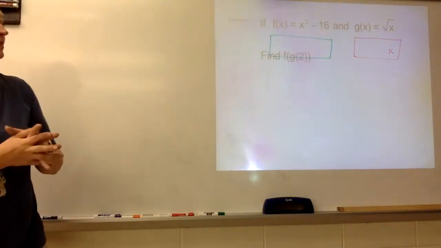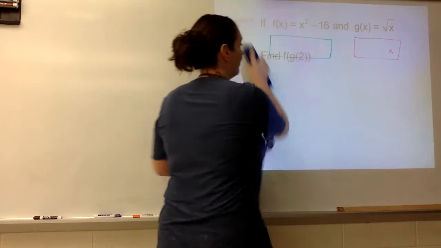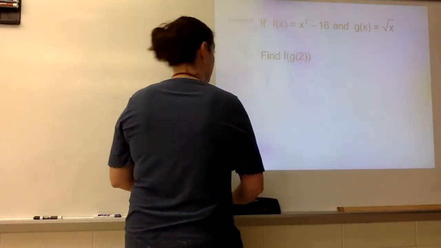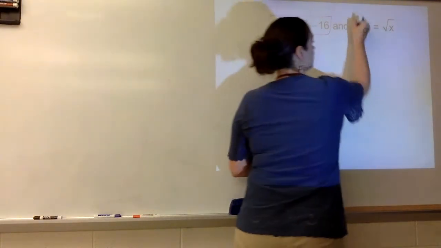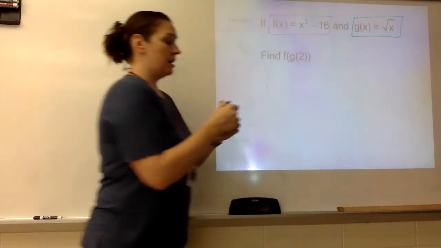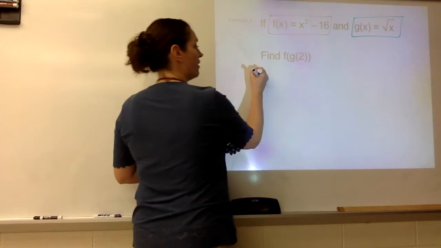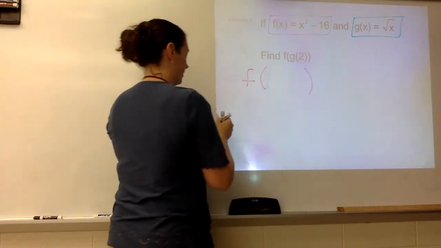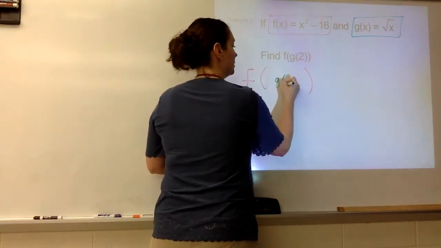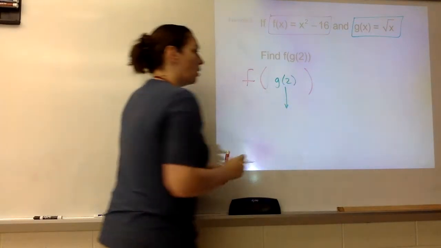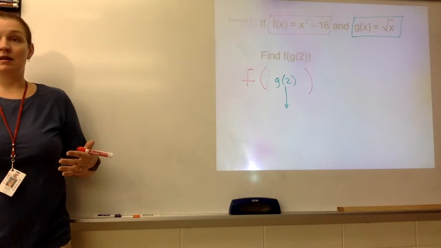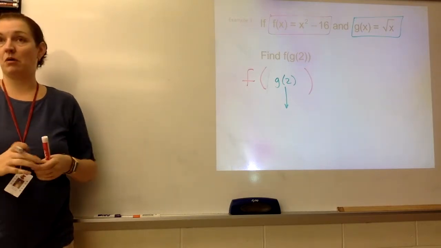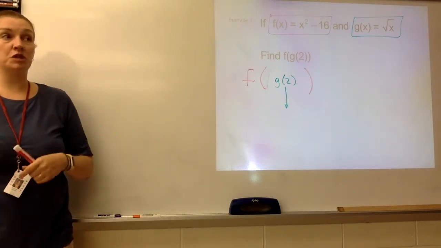A lot of words. Okay, if I take a look up here, I've got my two functions, same exact functions, correct? I have f of x and I have g of x. Now I want to find f made up of g of 2. Well, where do I find what g of 2 is? That's something we did 2 lessons ago. How do I determine g of 2?